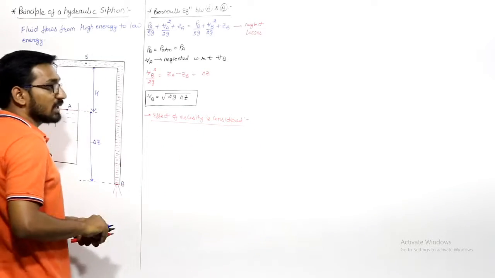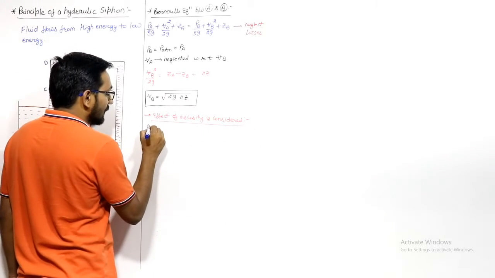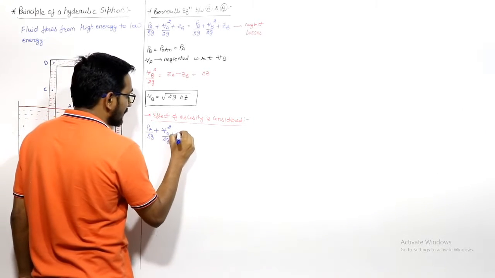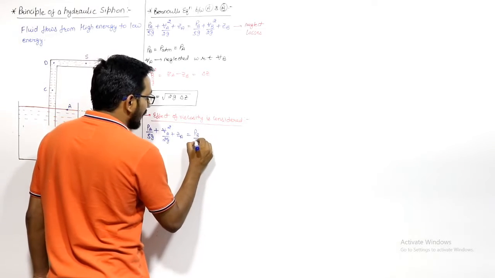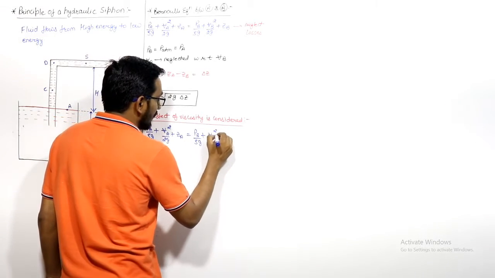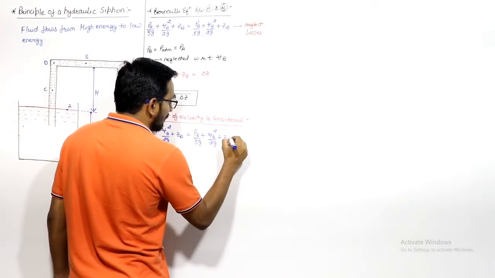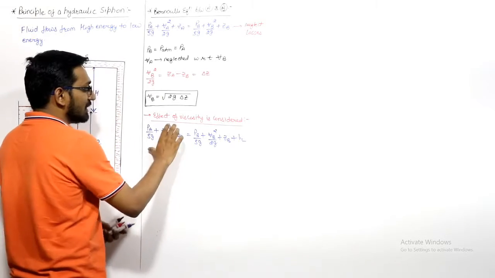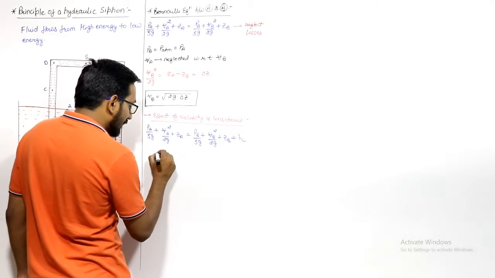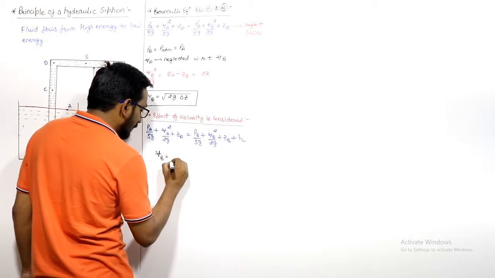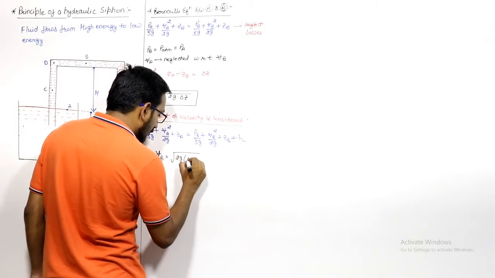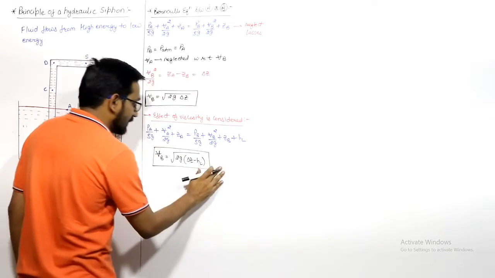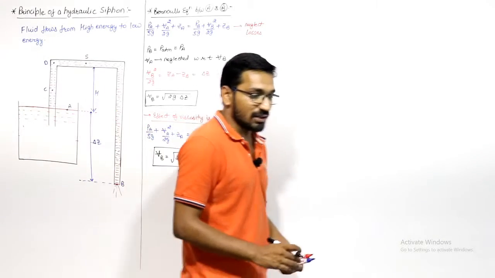Then what is the Bernoulli equation between point A and point B? It will be PA by rho g plus VA square by 2g plus ZA equal to PB by rho g plus VB square by 2g plus ZB plus head loss. If you solve it, PA is equal to PB, VA is equal to 0 so you can neglect it. So from here you can get that VB will be equal to under root 2g into delta Z minus head loss. If you consider the head loss, it is under root of 2g into delta Z minus head loss.